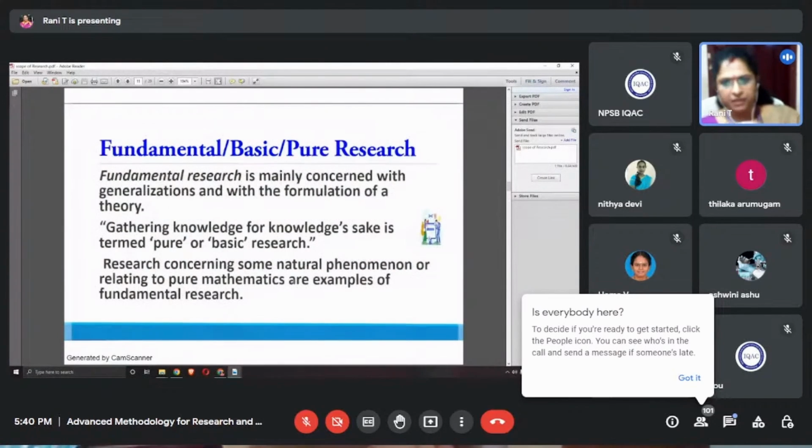Next one, fundamental, or basic, or pure research. Even in economics, commerce, and BBA, business administration, we have some concepts. I can take an example: Maslow's need hierarchy theory. Everyone knows what Maslow's need hierarchy theory is, but recently one professor has taken the same topic and asked why, for alcoholics, this need hierarchy theory doesn't apply.